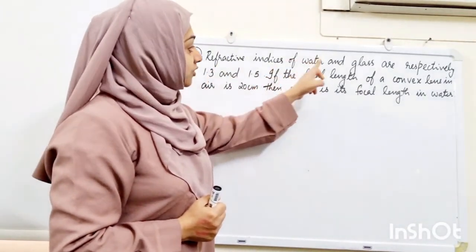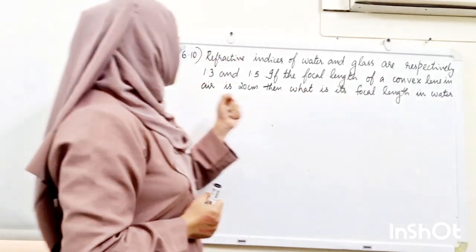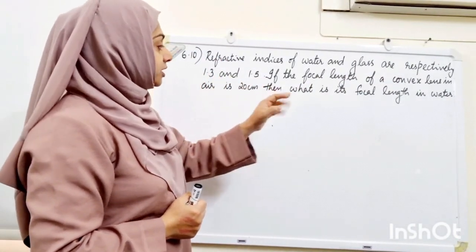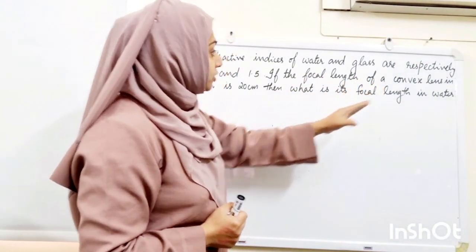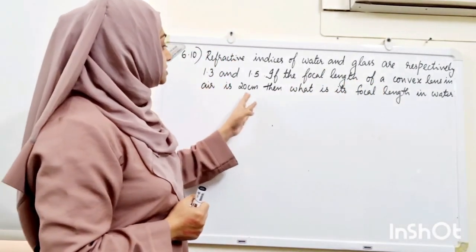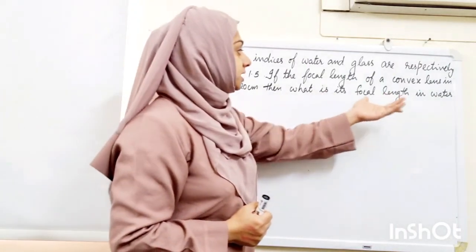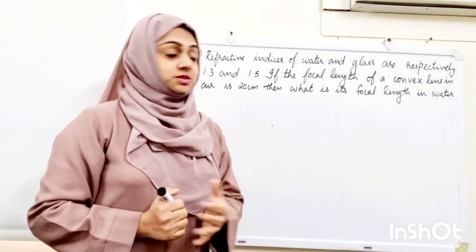Refractive indices of water and glass are respectively 1.3 and 1.5. If the focal length of a convex lens in air is 20 centimeter, then what is its focal length in water? This is the question.